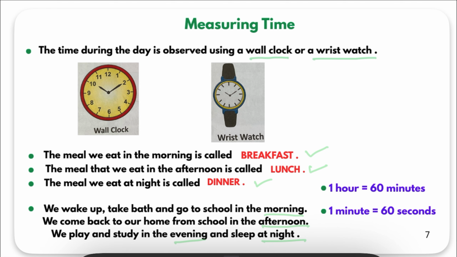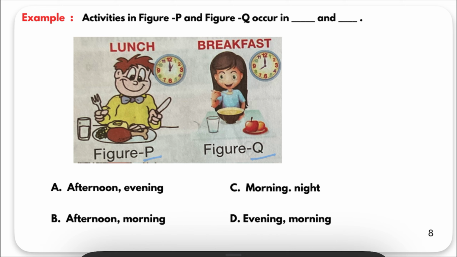Isn't it? Then you have to remember these two things. 1 hour is 60 minutes and 1 minute is how many seconds? 1 minute is 60 seconds. See this example. Activities in figure P and figure Q occur in days and days.